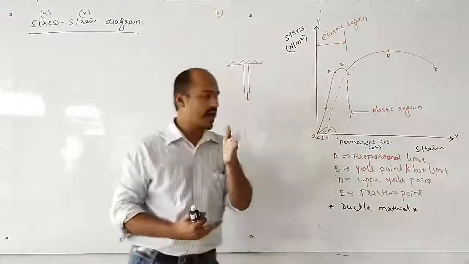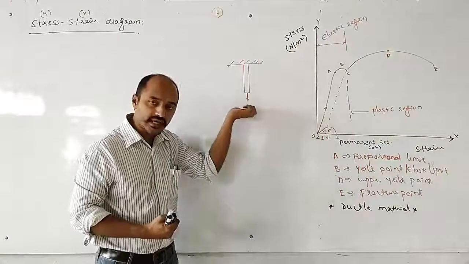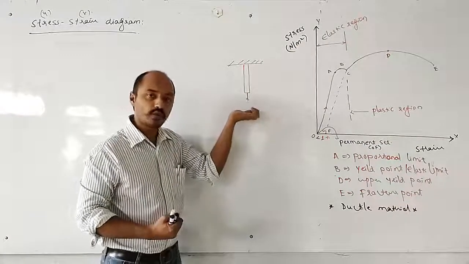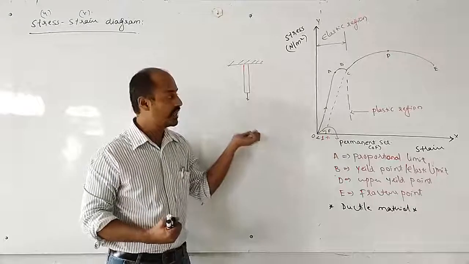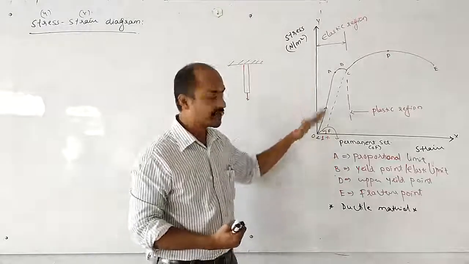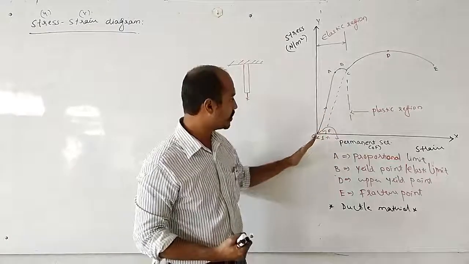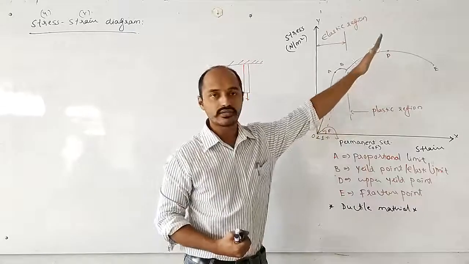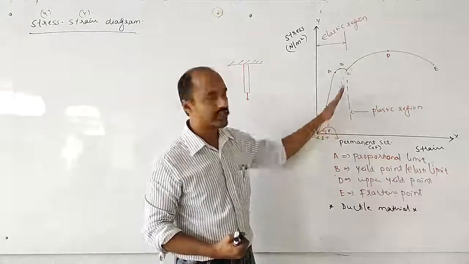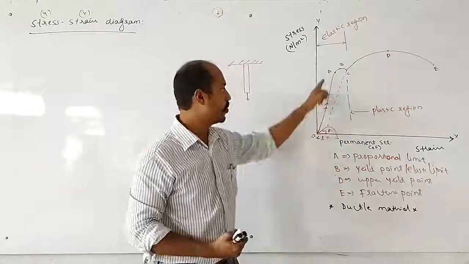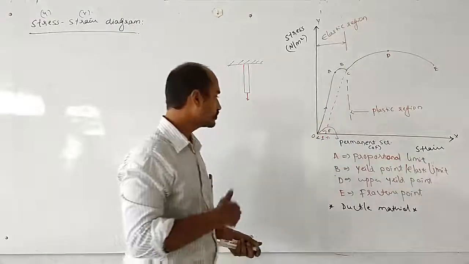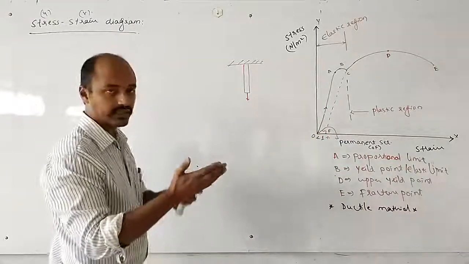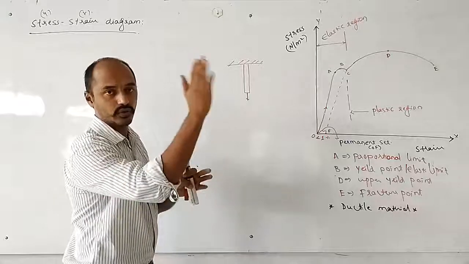So now what is happening here is, as the load, the deformation force, is increasing, stress and strain both increase, so the curve becomes like this. Right? An inclined linear curve up to OA.